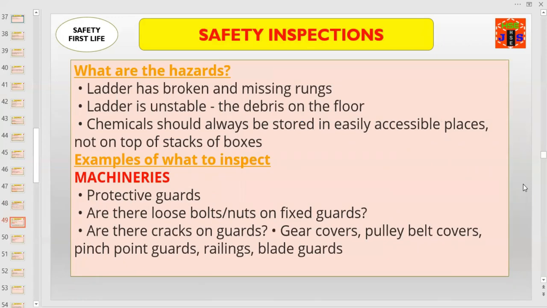You must know what are the hazards in ladders. Ladder has broken and missing rungs. Ladder is unstable. The debris on the floor.